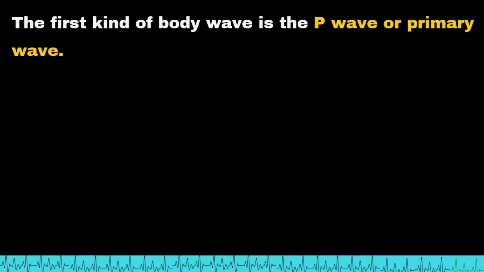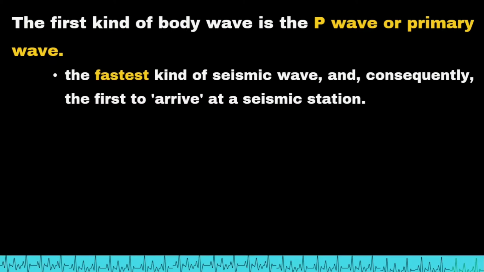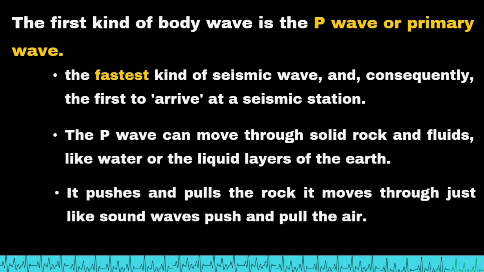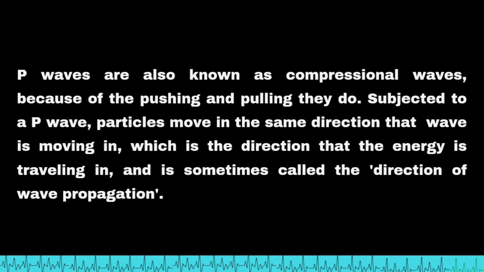The first kind of body wave is the P wave or primary wave. Primary waves are the fastest kind of seismic wave and consequently the first to arrive at a seismic station. The P wave can move through solid rock and fluids like water or the liquid layers of the earth. It pushes and pulls the rocks it moves through just like sound waves push and pull the air. P waves are also known as compressional waves because of the pushing and pulling they do.